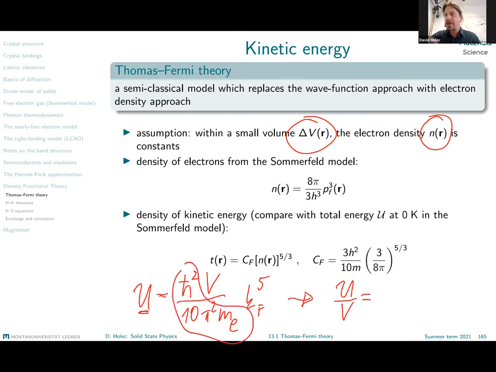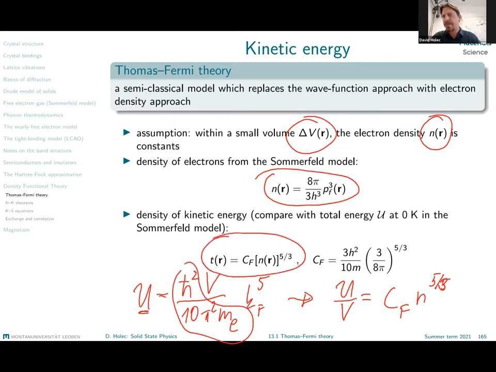So from here we can come to the energy density, and that would be in principle, if you look at the rest, a certain constant, and from the relation that we have just above, when we see that the charge density and the Fermi wave vector are proportional with the power of 3, we would immediately come to the conclusion that this is n to the power of 5/3. So this is now the expression that we have here, and it is nothing else than expressing the total energy density, at zero Kelvin of course, as a function of the local value of the charge density.